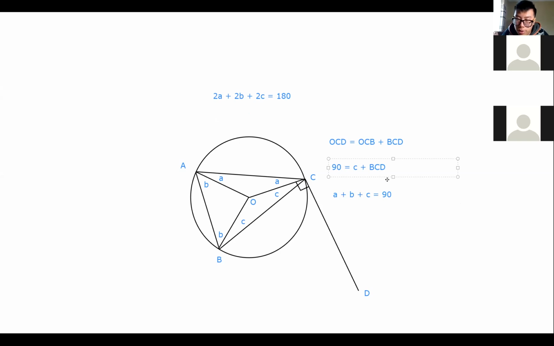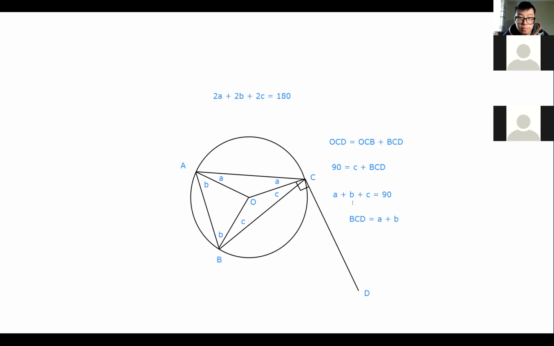So we have 90 on one side, then we have C. We also have a C on the other side. So that means BCD has to equal A plus B, because we have these two equations right here. And if we compare them, we have BCD is equal to A plus B. So that means A plus B plus C is equal to 90 degrees, and we have proved the theorem.